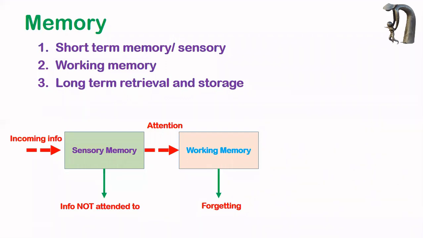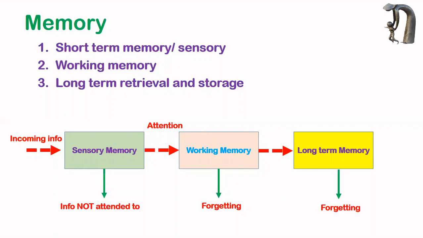In working memory, sometimes we forget the things, but when our working memory gets rehearsed, gets encoded, then it goes to the long term memory. It doesn't mean that when it goes to the long term memory it doesn't get forgotten. It is also where we forget things.